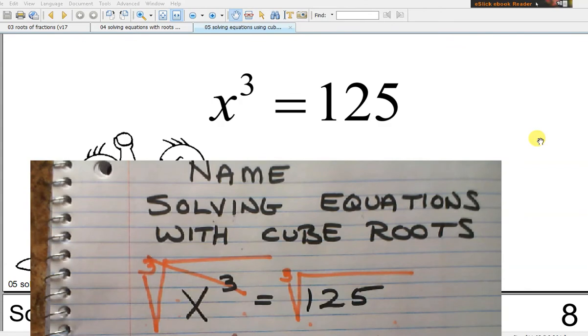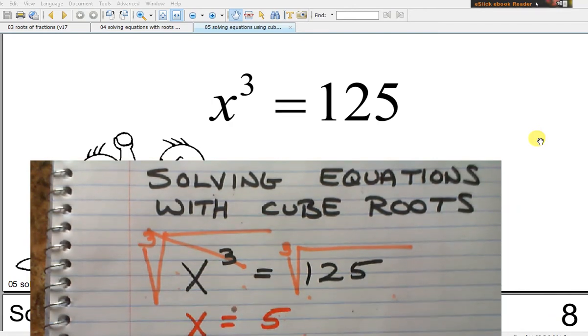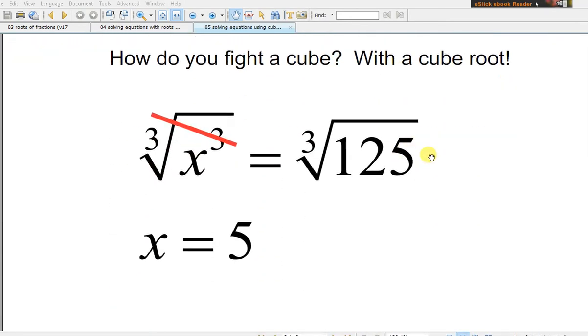If you remember yesterday's lesson, you probably think, hey, why isn't Mr. Barr putting a plus or minus in front of this? Well, with a cube root, there's actually only one answer. With a square root, we needed the plus or minus because there were 2 answers. So our answer here is x equals 5, because 5 times 5 times 5 is 125. Notice negative 5 times negative 5 times negative 5 would equal negative 125, so it's a different solution. There's the fight, the cube root canceling out the cube, and then I find the cube root of 125, which is 5.